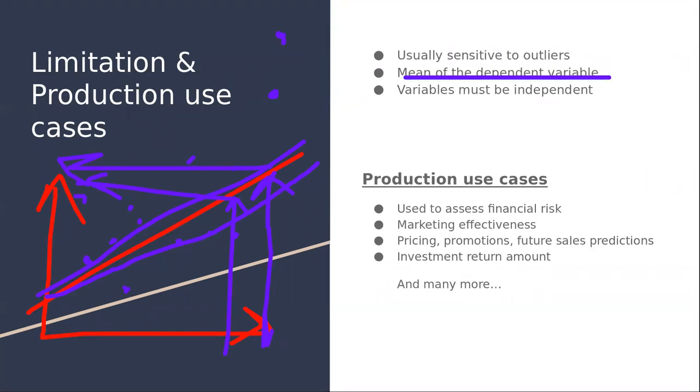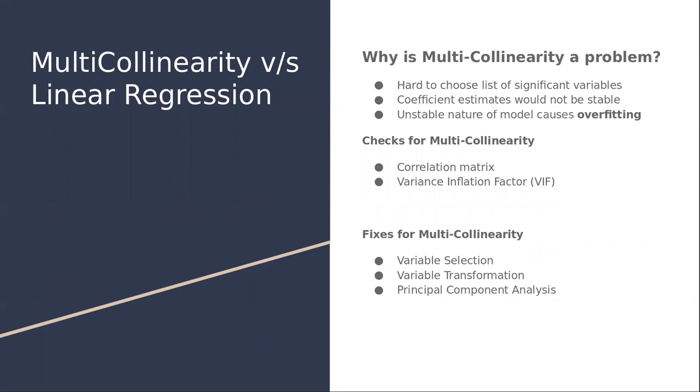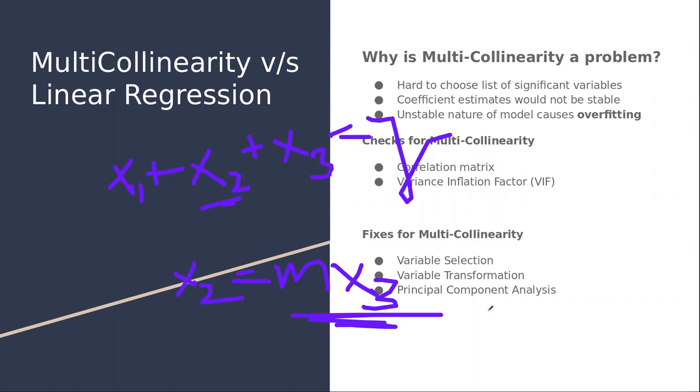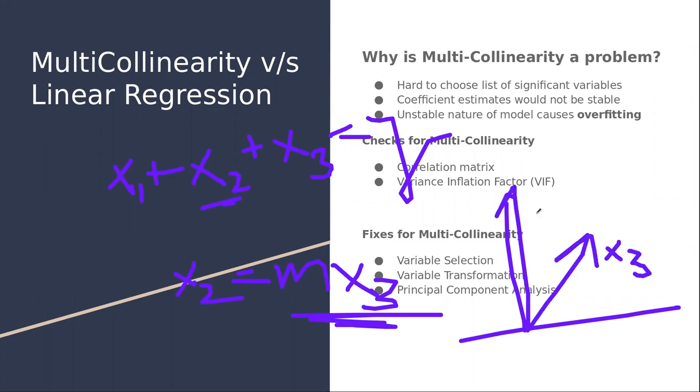So I was just talking about multicollinearity, or just talked about BMI versus the weight and the height. So how to deal with multicollinearity? What do you understand by multicollinearity? X1 plus X2 plus X3 equals Y. This is normal. But what if X2 equals M times X3? This is multicollinearity. So Y is a function of X3, and X2 can be some slope of it. Pretty much X2 can be expressed in terms of X3. These are not independent, and linear regression hates these kinds of things.